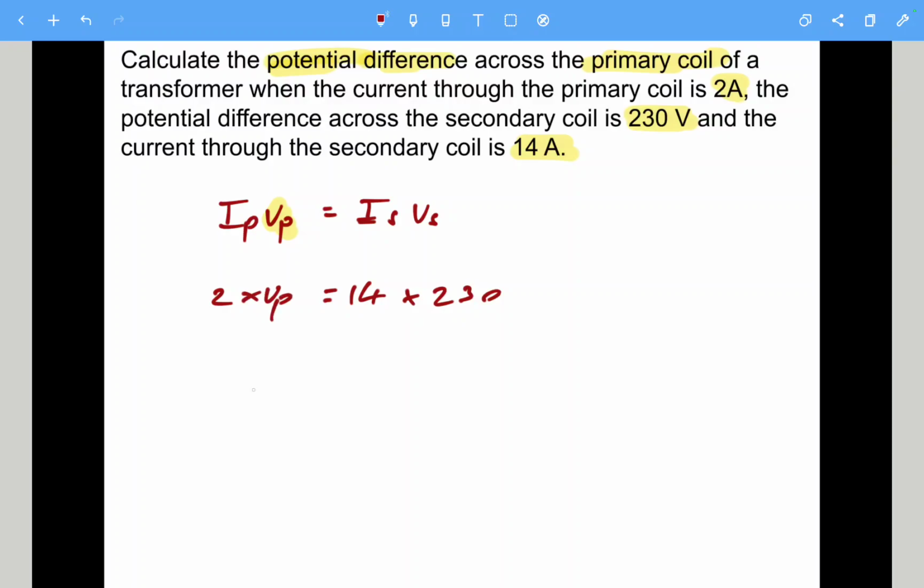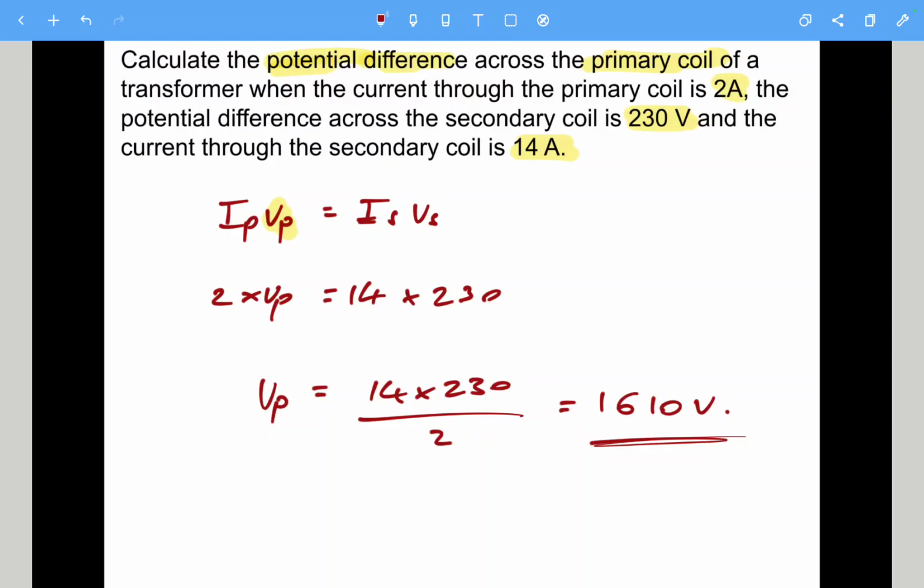So voltage primary is equal to, we just need to do 14 times 230. Get rid of the times 2 by dividing by 2. So 14 times 230 divided by 2. So that gives us a primary voltage of 1610 volts. Alright, let's move on.